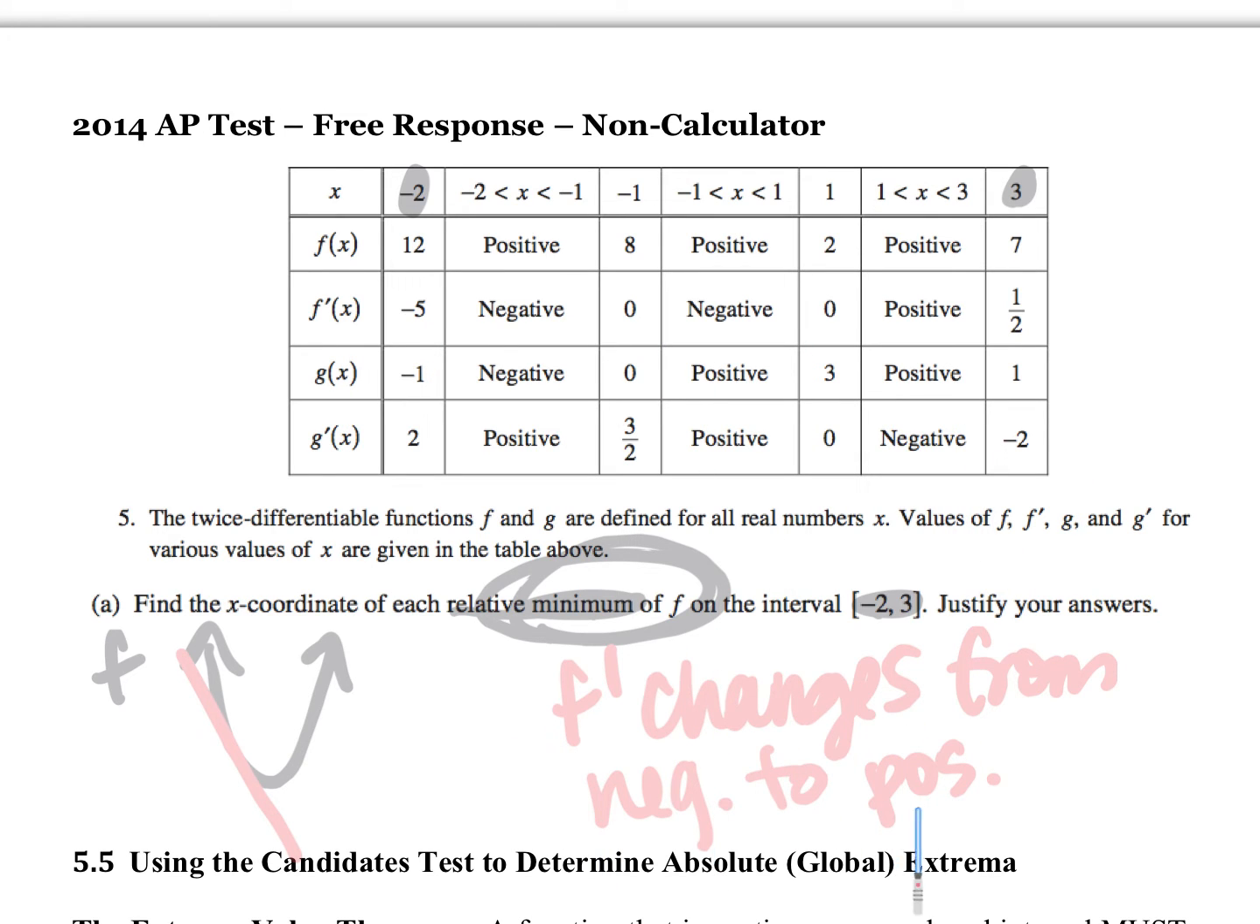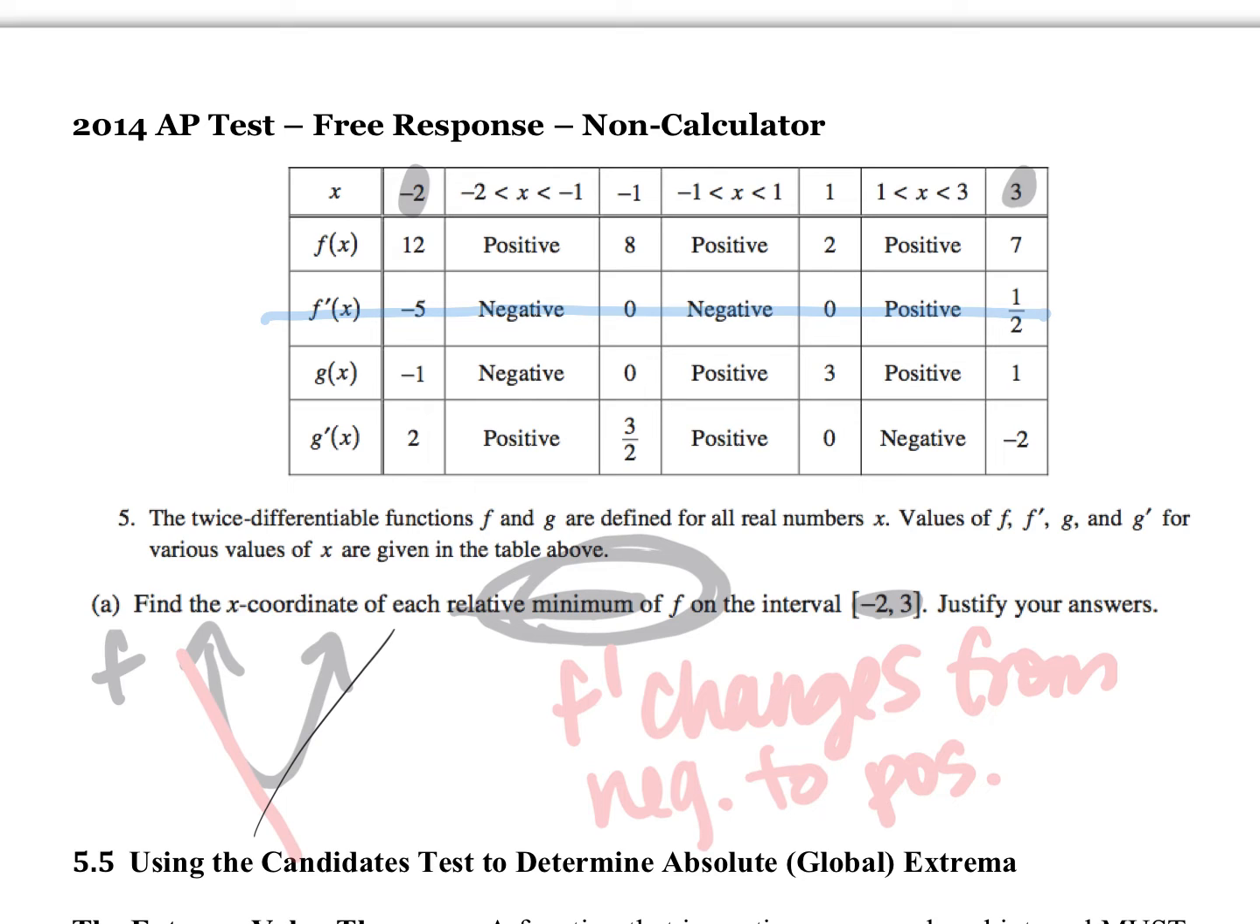F prime changes from negative to positive, and where in this table is my f prime? Because look what they asked. The minimum of f. That's how I know I get to focus just on f. Look what we got up here: f, f prime, g, g prime. You writing this is telling us where to look. Where's f prime? Which row? 1, 2, 3, or 4? Yeah, f prime is in this row.